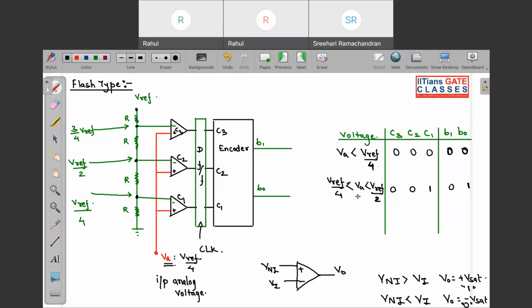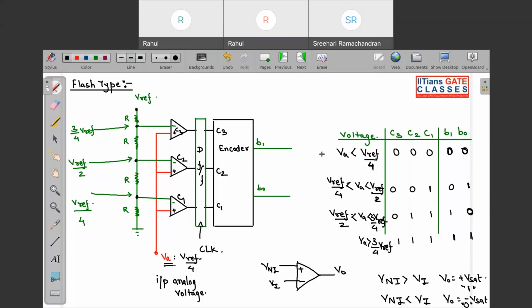Next will be what? If VA is greater than Vref by 2 but is less than 3 by 4 Vref. So this will correspond to 0, 1, 1, and this will be 1, 0. Last is when VA is greater than 3 by 4 Vref. So this will be 1, 1, 1, and the corresponding output will be 1, 1.